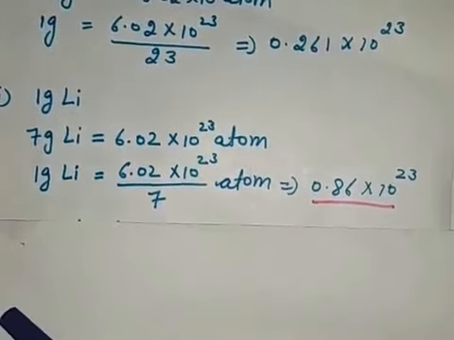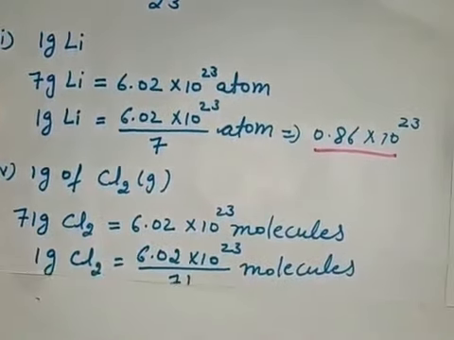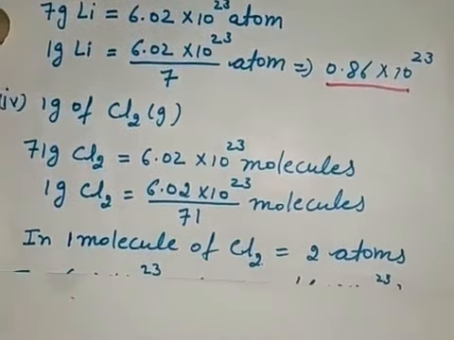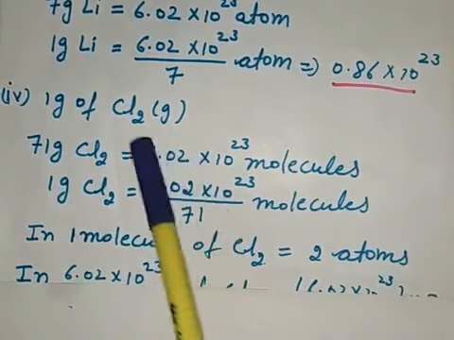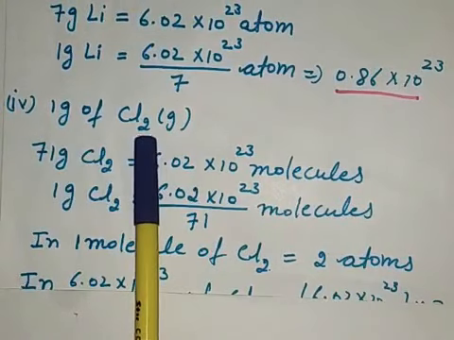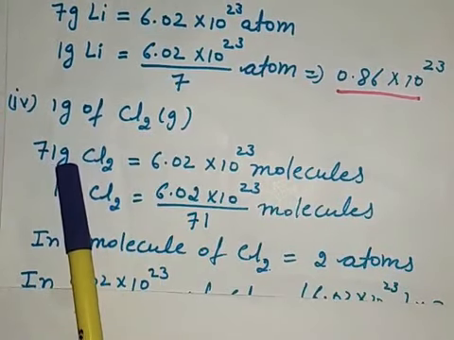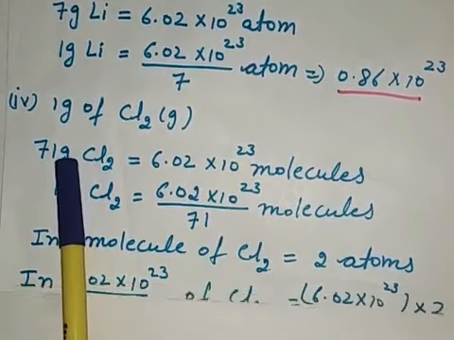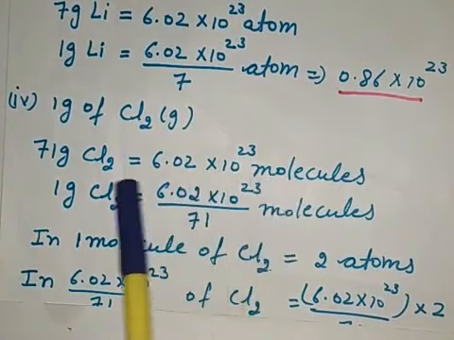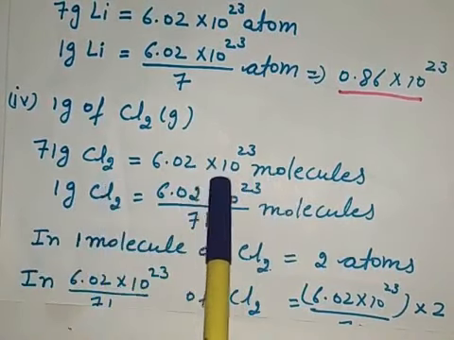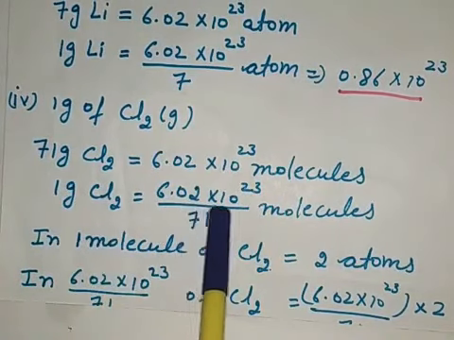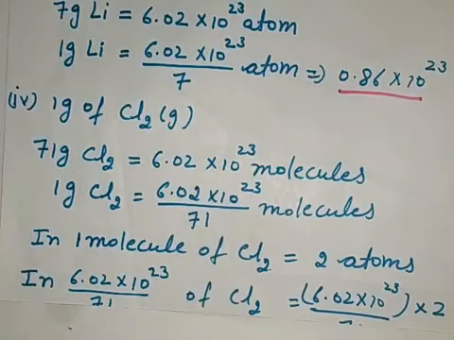Now fourth one is 1 gram of Cl2. Now here when you will find out molar mass of Cl2, then 35.5 into 2 is equal to 71 gram. Okay, so 71 gram Cl2 is equal to Avogadro's number of molecules. That means 71 gram Cl2 contains this number of molecules. So 1 gram of Cl2 will contain 6.02 into 10 to the power 23 divided by 71.